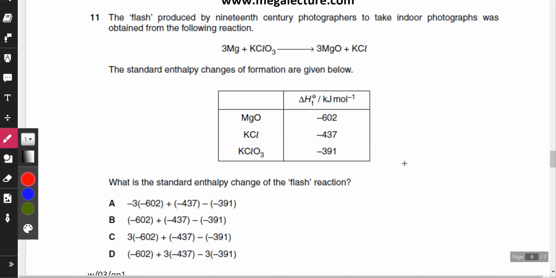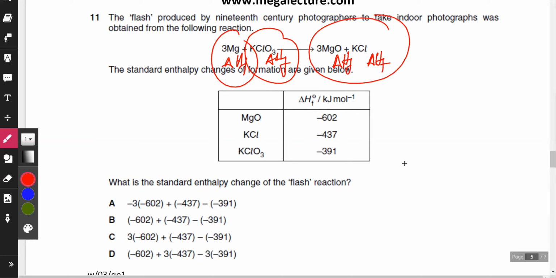Remember, it's enthalpy of formation that's given, right? So it's going to be product minus reactants. So the product is Mg, which is 0 because it's an element. You don't have to form it. Then it's KClO3. So that's minus 391. No, it's going to be product minus reactant. So you have to start over here. So 3 times MgO, that's minus 602. So I think it's going to be C.